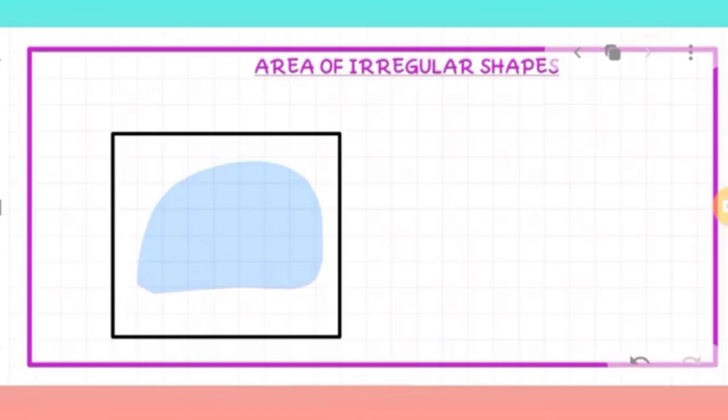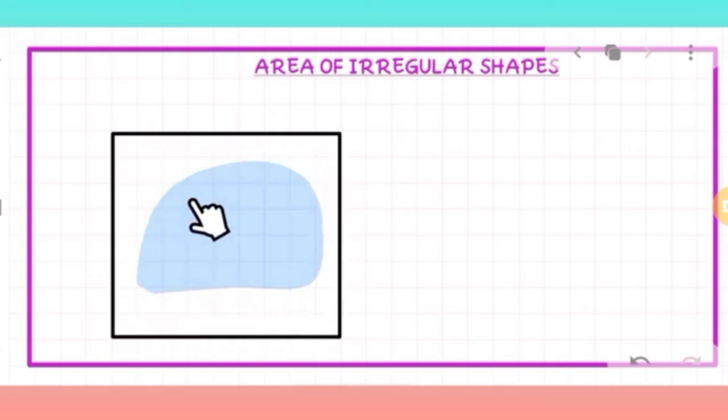Next comes the area of any irregular shape. For example, we have this irregular shape. Now if we have to find out the area of this shape, what do we have to do? We have to first draw a grid around it. This square is known as a grid, just like you have in your math copy. So this is the grid. First we will draw a grid around it.